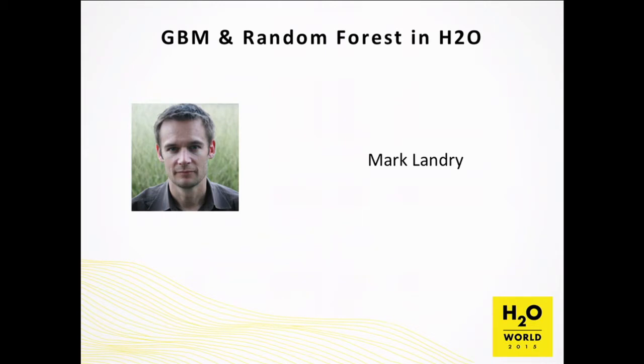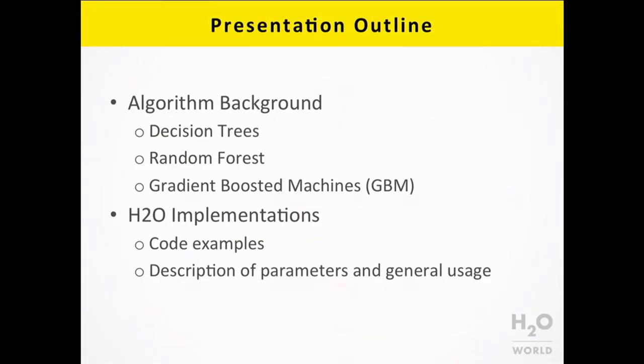Okay, as you said, we're going to look at GBM and random forest in H2O. So we'll look at it conceptually, and then we'll look at how our implementations work. So we'll start with an algorithm background. They're both decision tree methods, so these are based on decision trees. We'll take a look at what those are. And then the two implementations that sit on top of them, which are random forest and gradient boosted machines. And then we'll look at the H2O implementation through code. We'll go through some of the parameters there. We'll go through a few models and show the difference and why those parameters might or might not be good choices.